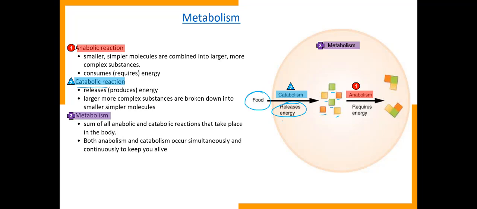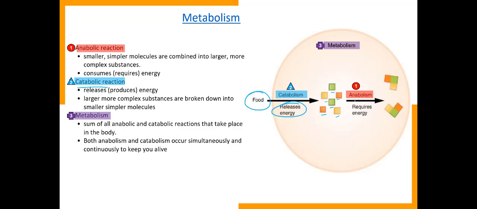The other part of metabolism is an anabolic reaction, or anabolism. And I always remember the difference between catabolic and anabolic by thinking about anabolic steroids, right? People take anabolic steroids to build up their muscle. And for catabolic reaction, I always think of catastrophe, right? A catastrophe wreaks havoc, breaks things down. And so that's how I remember that.